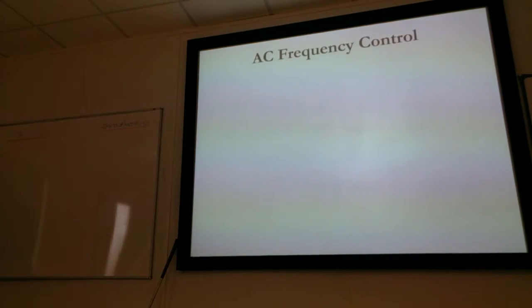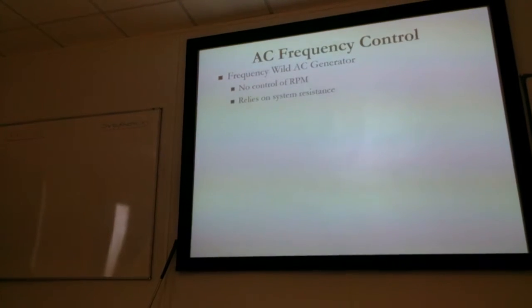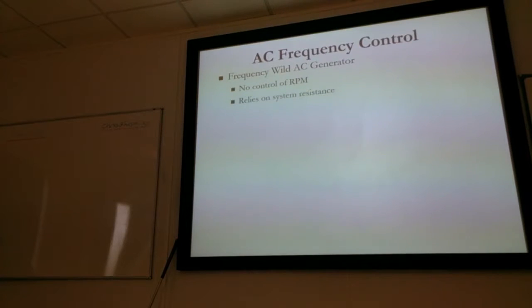Frequency control. There are methods of controlling the frequency of an AC generator. The most basic is frequency wild, where you don't control the RPM of the AC generator. The RPM is driven by the engine and it will just go up and down according to whatever speed the prime mover is at. No control of RPM. It relies on system resistance to use up any power that's produced unnecessarily. So really it's only useful for stuff that's high load. Things like heating, anti-icing, certain types of lighting could cope with frequency wild.